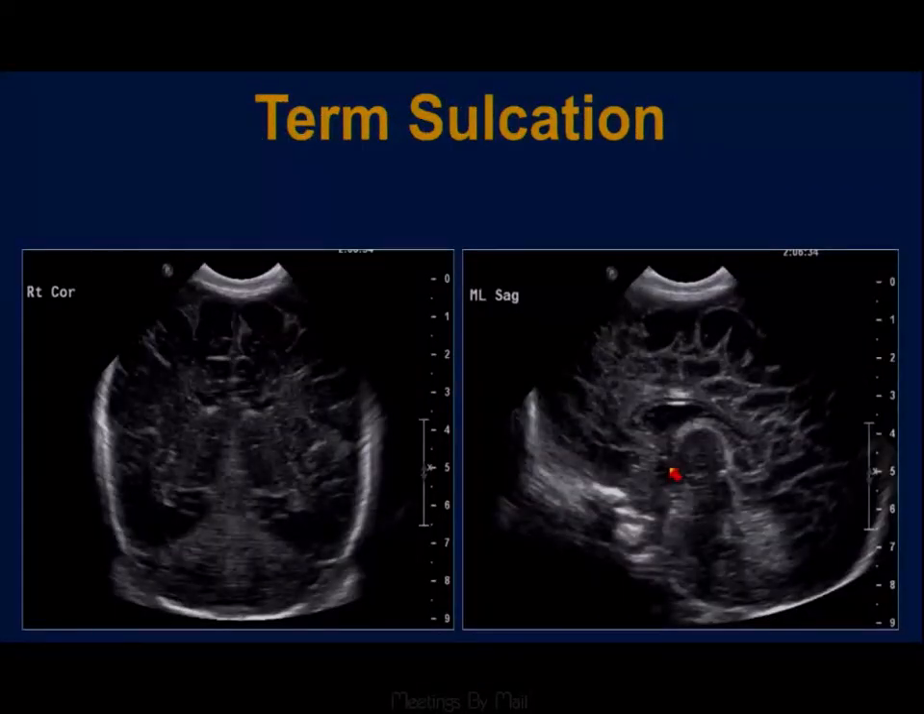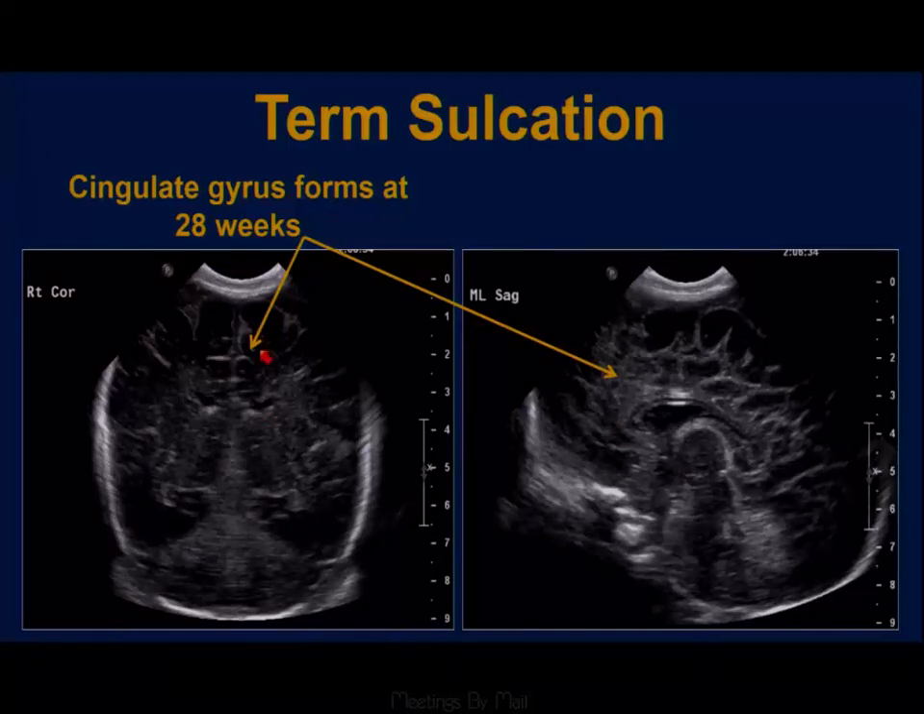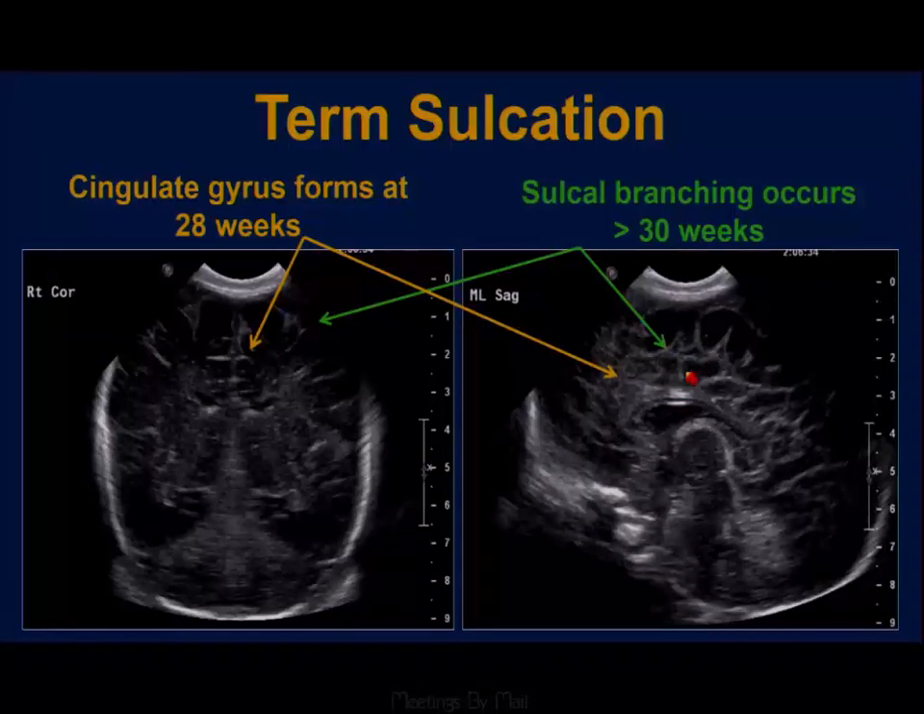When you get closer to term sulcation, what you note is that cingulate gyrus forms at about 28 weeks. So if you see this cingulate gyrus, you can say that they're likely past 28 weeks adjusted gestational age. And then your sulcal branching occurs at about 30 weeks.